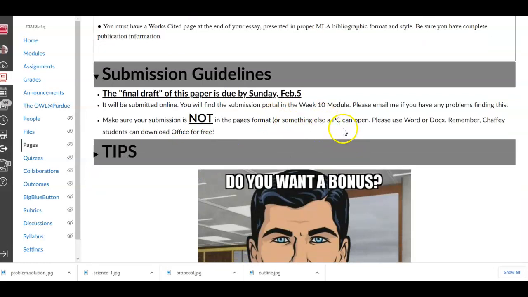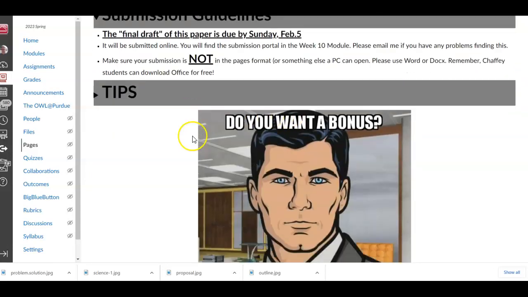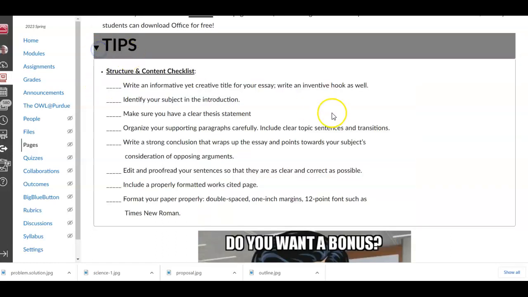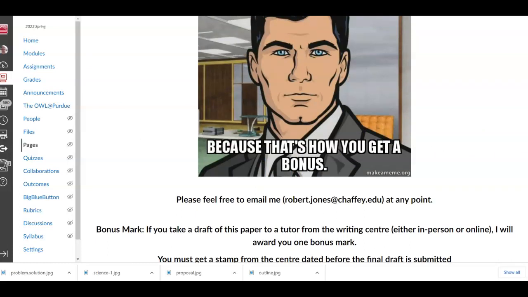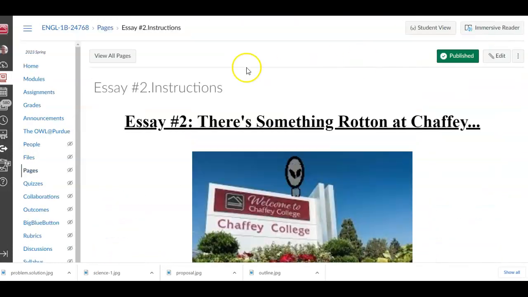You'll turn this in not February 5th. Look for the due date on Canvas. And there's some tips there too. And remember, you get a bonus mark if you take this paper to work with a tutor at the Success Center. So anyways, that's a longish short explanation of the paper.